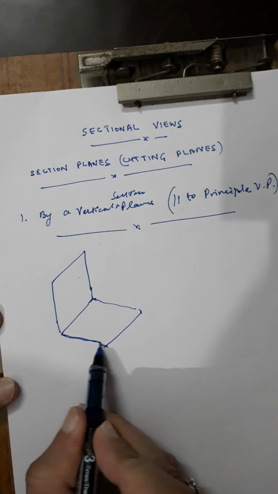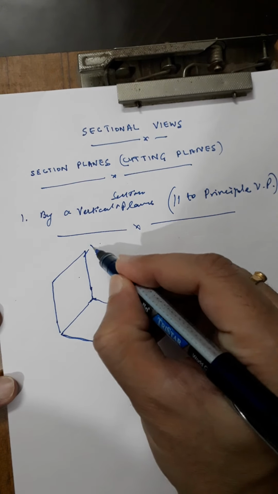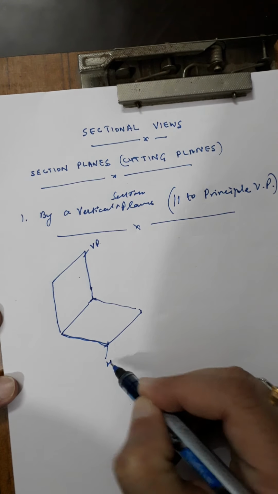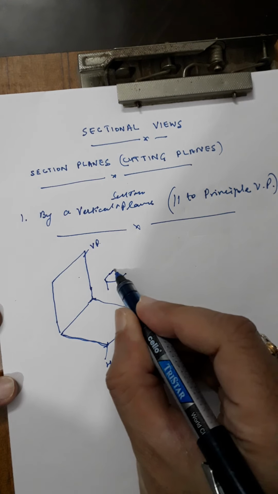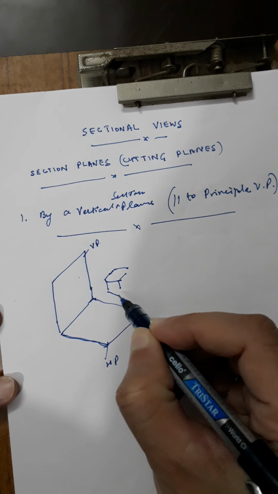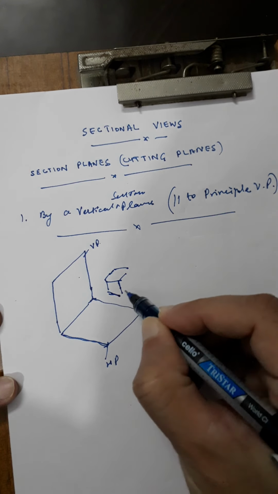as usual. So this is the principal vertical plane, this is the horizontal plane, and the object is somewhere here, and it is to be sectioned now by a cutting plane which is parallel to VP. So a cutting plane parallel to VP can be passing through this.